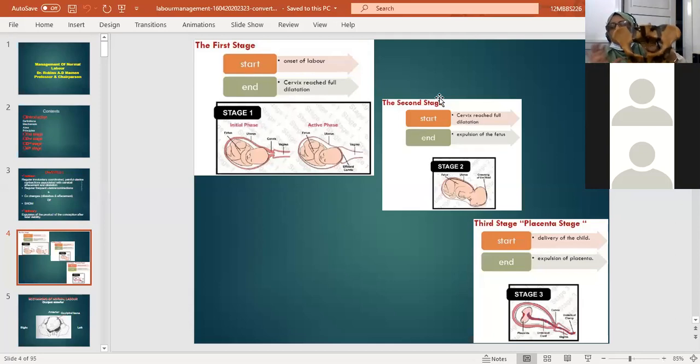So this cavity is round because the AP as well as the transverse diameter are equal, which means 12 centimeters. The AP diameter is 12 centimeters, and the transverse diameter is 12 centimeters. So it is rounded.